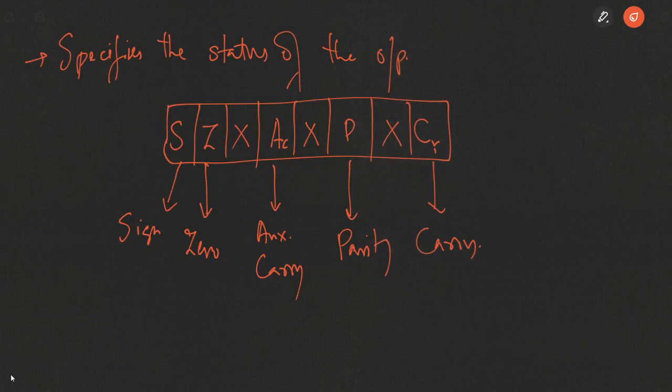So continuing our discussion with the architecture of 8085, we last time discussed the ALU components: the accumulator, the temporary register, the ALU itself, and the flag register. So this is what the 8 bits of the flag register signify. There are 5 significant bits and 3 don't care bits.